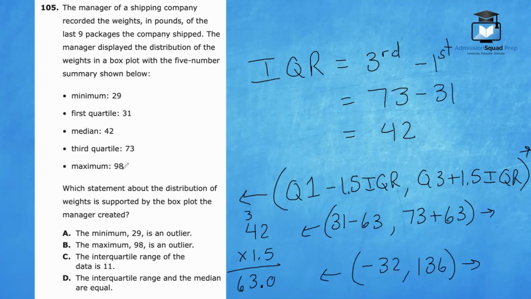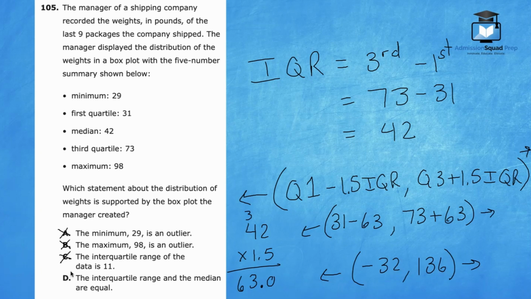And 98 still falls within our range. To be an outlier, you would have to be greater than 136, but 98 is definitely less. So we know that the minimum is not an outlier, and the maximum is also not an outlier. And the interquartile range is 42, not 11. So C is also incorrect.